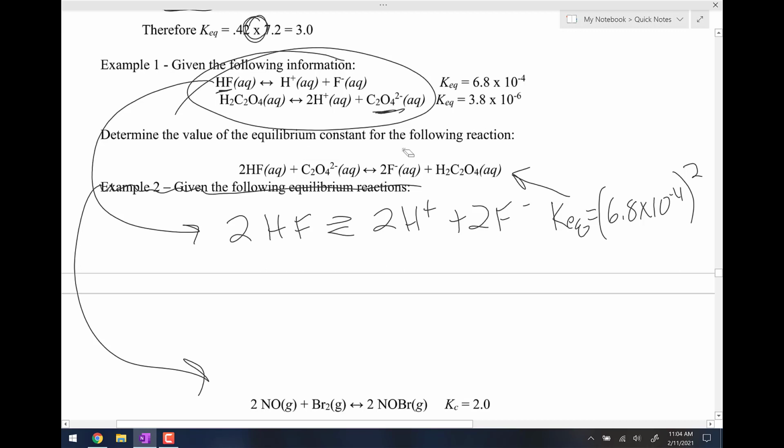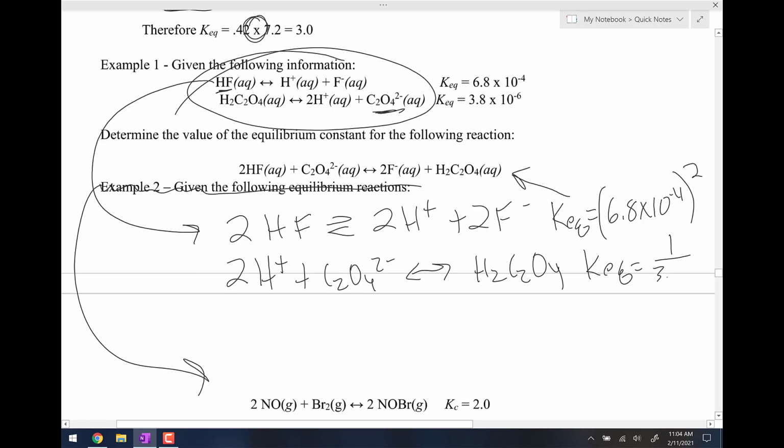So what do I need to do to that equation? Well, if it's on the product side and I need it on the reactant side, I've got to flip that equation. So that second equation is going to become, I'm going to make the products the reactants, so 2H+ plus C2O4 2 minus in equilibrium with H2C2O4. And when I flip that equation, what do I have to do to the equilibrium constant? I've got to take the reciprocal of it. You can write down the answer, I'm just trying to show you what I'm doing. I'm taking the reciprocal of that number.